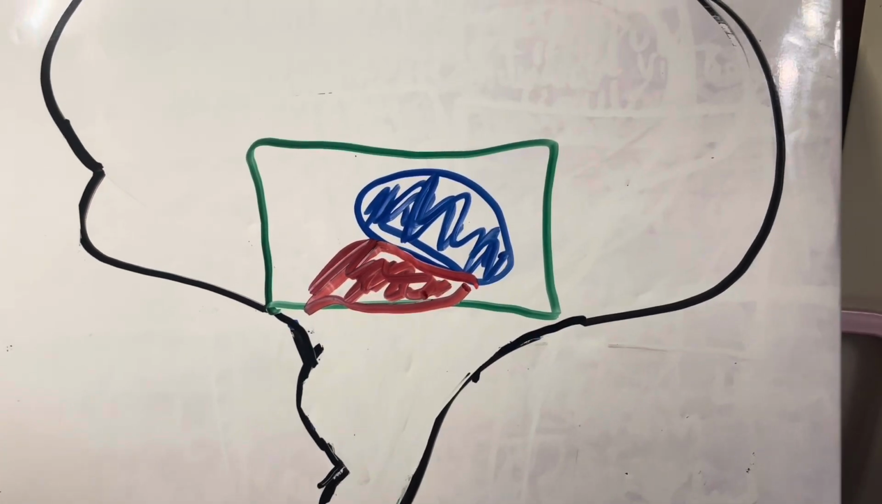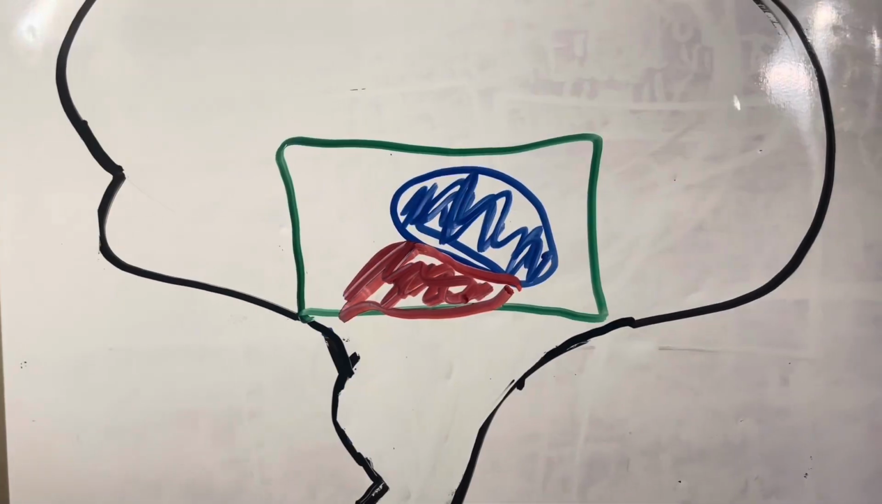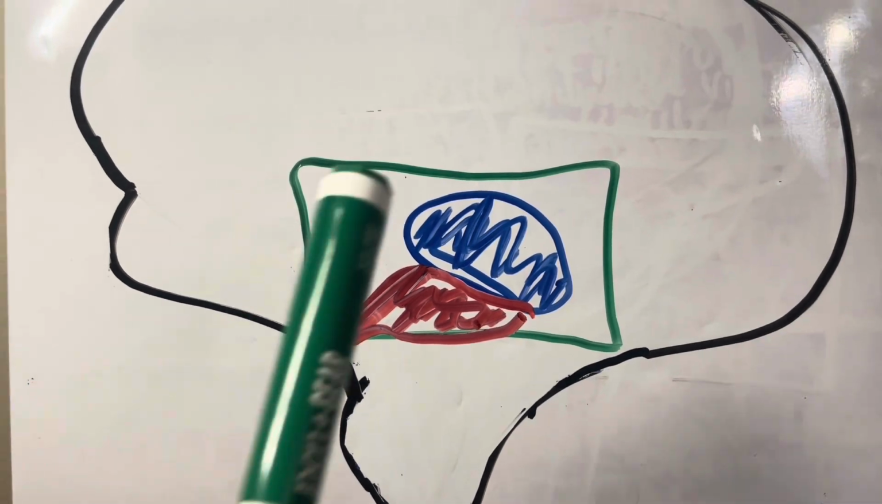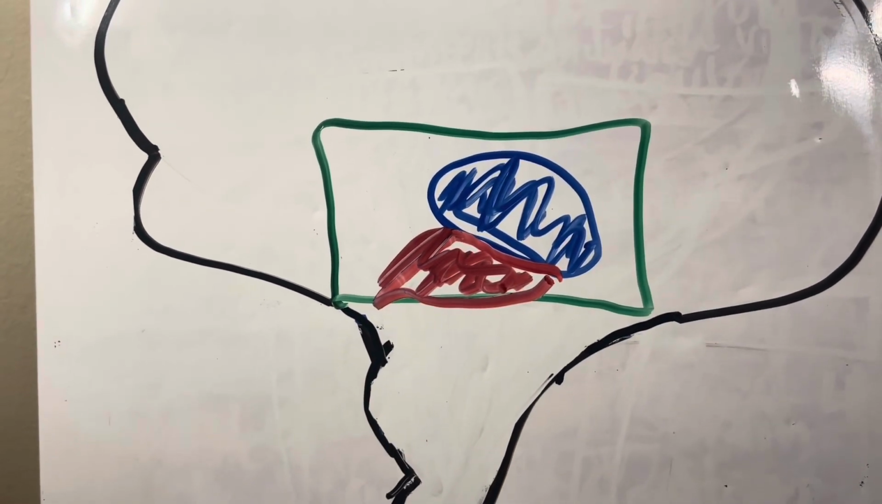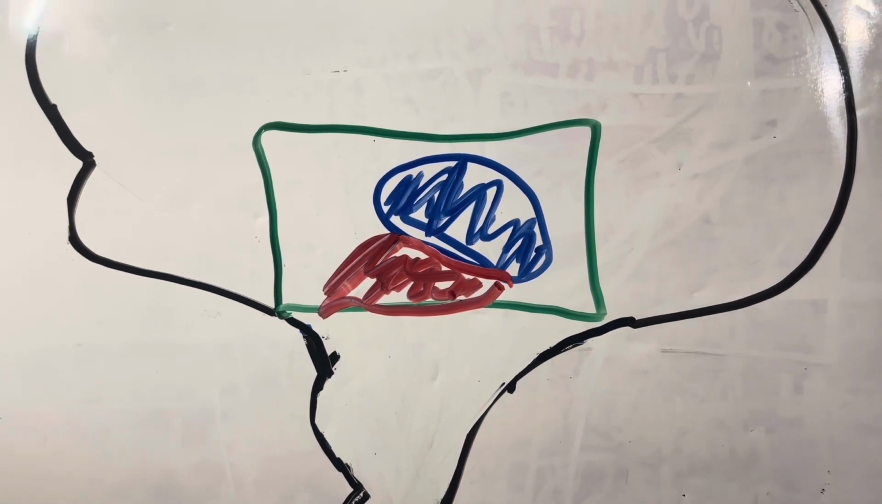The next portion we will be talking about is the diencephalon, which is in the middle of the brain. The first portion we'll be talking about is this blue portion, which is the thalamus, which directs sensory impulses to the appropriate region in the cerebrum.